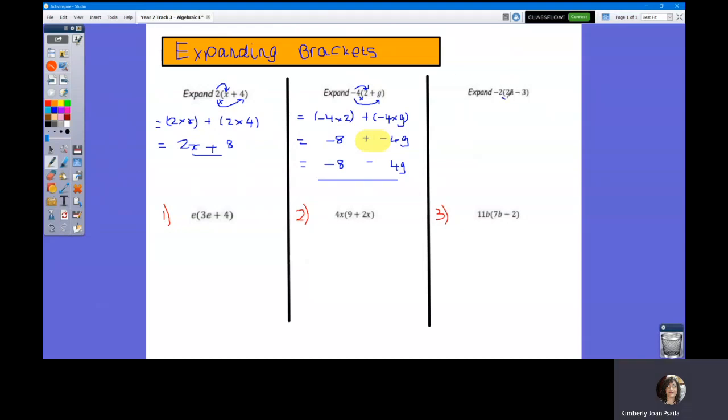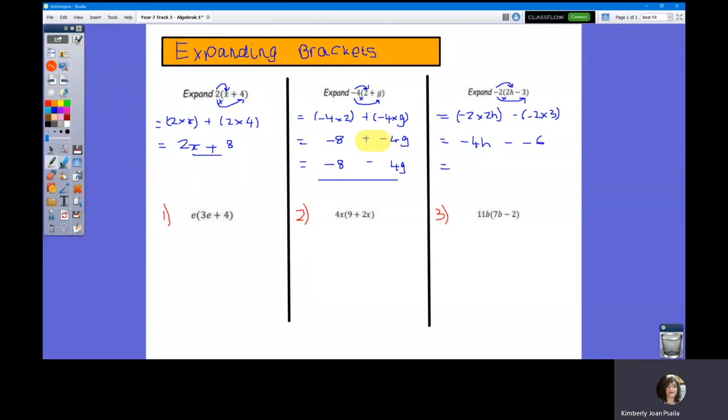Next one, so minus 2 times 2h. Write down the minus sign and then multiply minus 2 times 3. Right, so there you have minus 2 times 2h gives us minus 4h. Write down the minus sign. Minus 2 times 3 gives us minus 6.